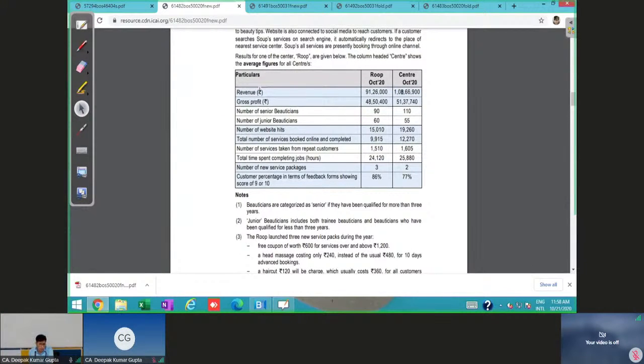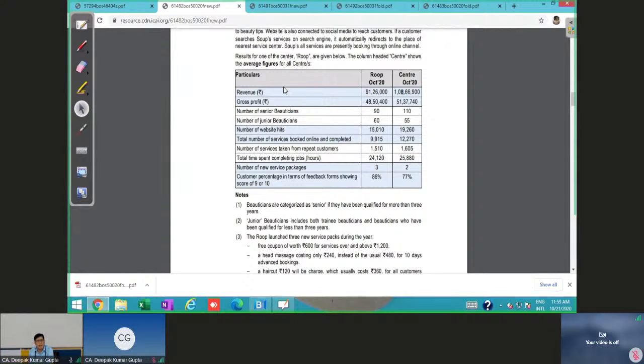Now, to analyze this performance, you have to apply the dimensions of the building block model. The dimensions of the building block model are innovation, resources, competitiveness, financial, and quality. You have to identify particular data and link the same with the dimensions of the building block model.